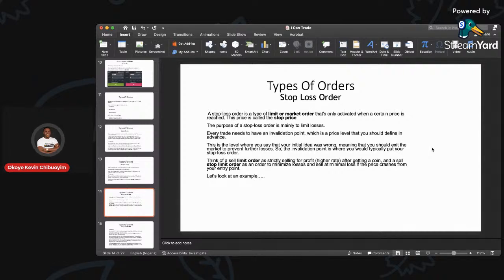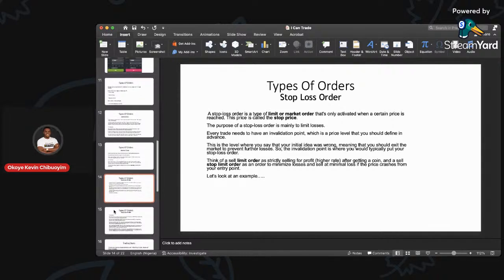So say for instance you bought at $96, and after buying at 96, you intend selling at 100. But what if the market starts falling from 96 to 90? You want to get out immediately and lose just $6. From 96 to 90, you have lost $6, so you want to get out immediately. That is where you now use a stop limit order in order to minimize your losses and sell at minimum loss if the price crashes from your entry point.